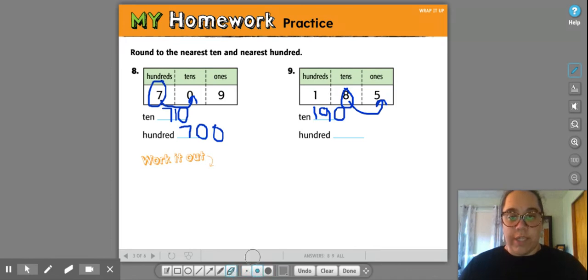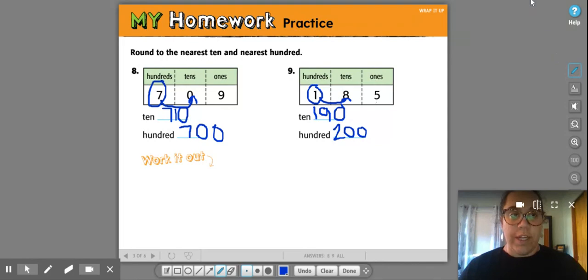All right, let's round it to the hundreds. Our 1 is in our hundreds spot, so let's circle our 1. We're going right next door to the 8. Our 8 tells us that we need to add one more to the hundreds. So we're going to add one more to the 1 and make it a 2. Remember, our other numbers become zeros. So 185 rounded to the nearest 100 is 200. All right, very good, friends.